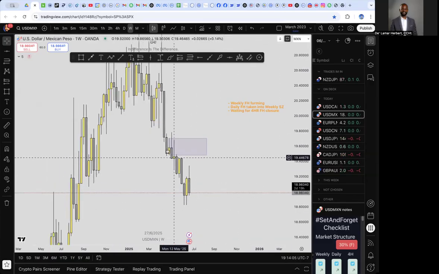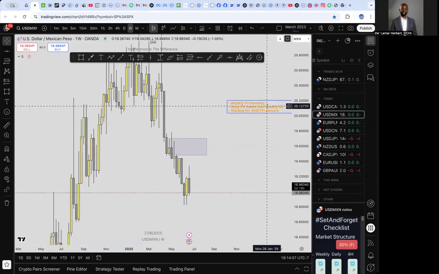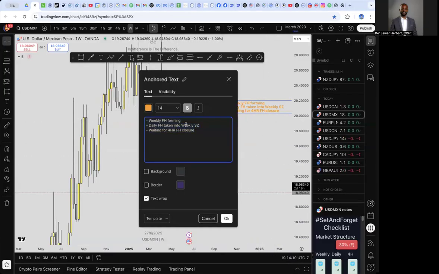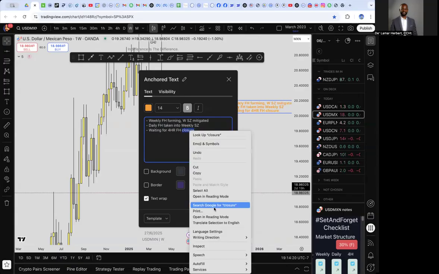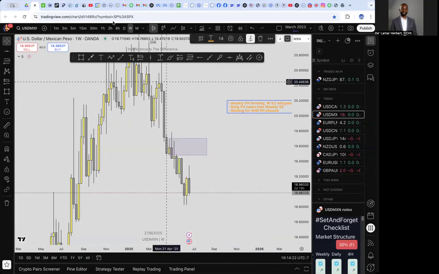Kind of looks like we already tapped into this here. Yeah, we already tapped into it. Weekly first high forming. Weekly supply zone tapped, we just mitigated. It's already been tapped into.